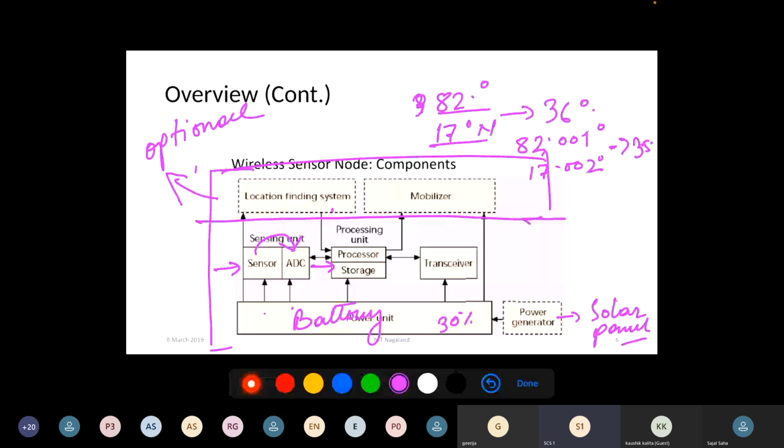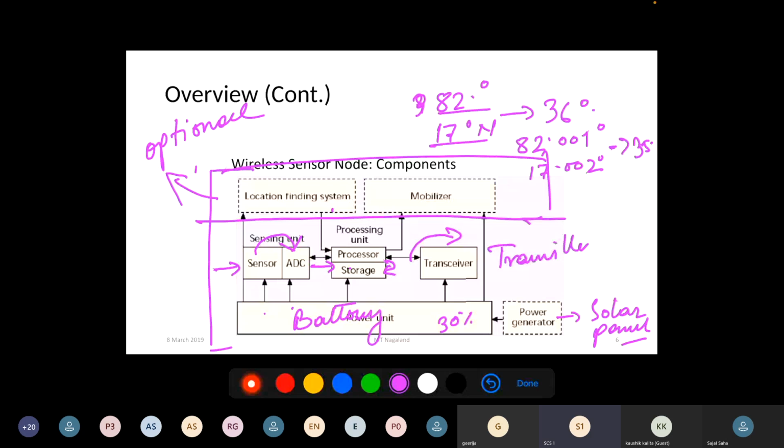Now, if it has any storage device, it will store the data for the time being. It will collect 2 minutes or 3 minutes or 5 minutes or 15 minutes of data collectively, and after that it will transmit through the transceiver. So, what is the full form of transceiver? Transceiver full form is transmitter and receiver. So, in short, it is called transceiver.